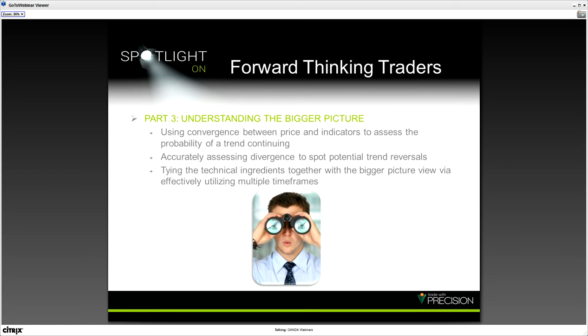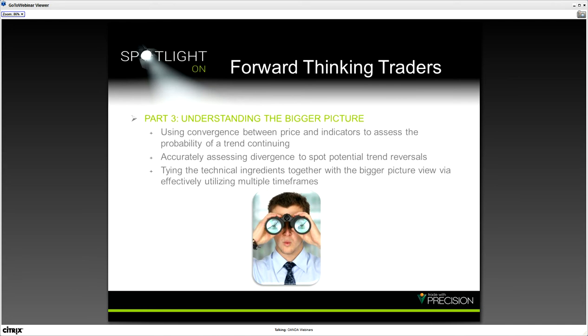And then part 3 will be about understanding the bigger picture view of the markets. We'll be using things like convergence between price and the indicators to assess the strength or weakness of a trend and whether that trend has the likelihood to continue in the current direction. This will be another crucial item to master, since this signal will give us the confidence to continue trading the current trend until it actually ends.